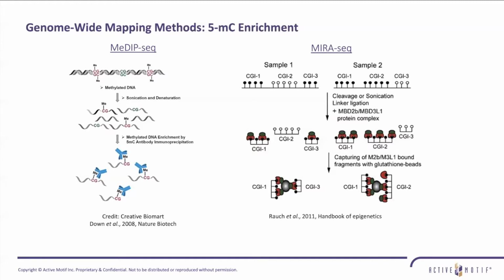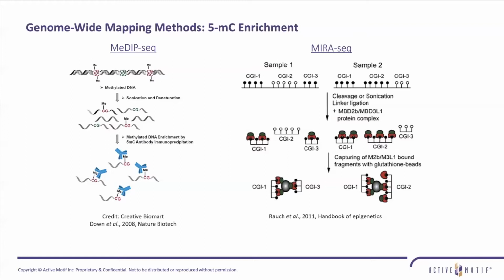For MIRA-seq, instead of using an antibody, we're using a protein complex made of MBD2B and MBD3L1. This protein complex naturally recognizes DNA methylation and binds to methylated DNA, methylated CpG. These serve as baits that are then captured on beads. Methylated DNA will be cleaned up and eluted and then sequenced.